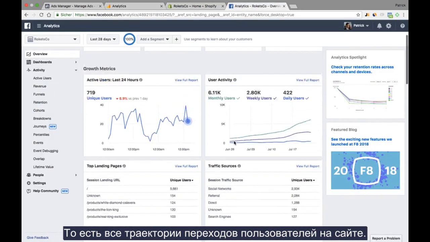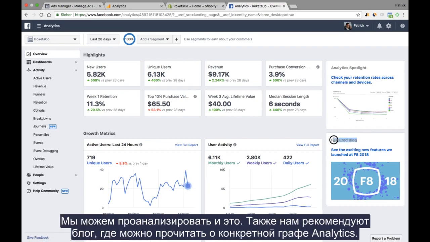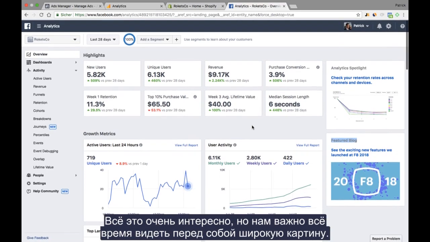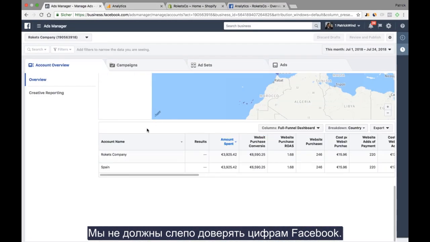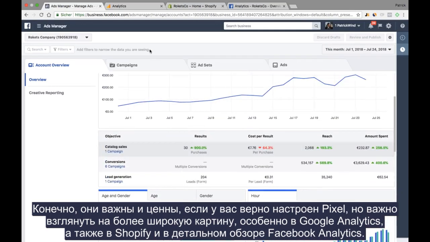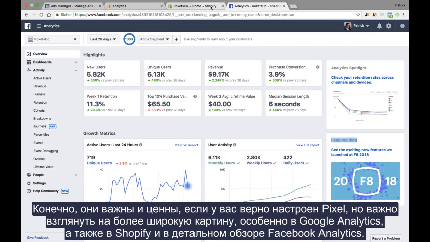Okay, and here it's also interesting that they also put us in an analytics spotlight, so one specific retention rate, for example, we click on that, we get an analysis on that. Also they recommend us a blog that's related to this specific field. So all of this is interesting, and it's just important for us to always take a look at the big picture, to not just blindly take a look at the numbers we have in here. Of course they're trustworthy if the pixel is properly installed. Of course they're important and valuable, but it's also important to take a look at the bigger picture, especially in Google Analytics, in Shopify, and then in Facebook Analytics deep dive.